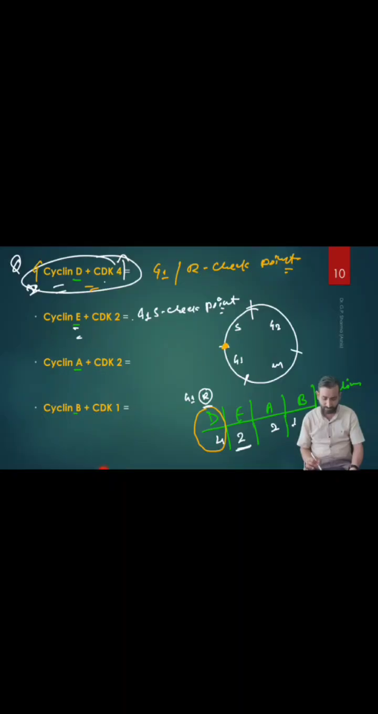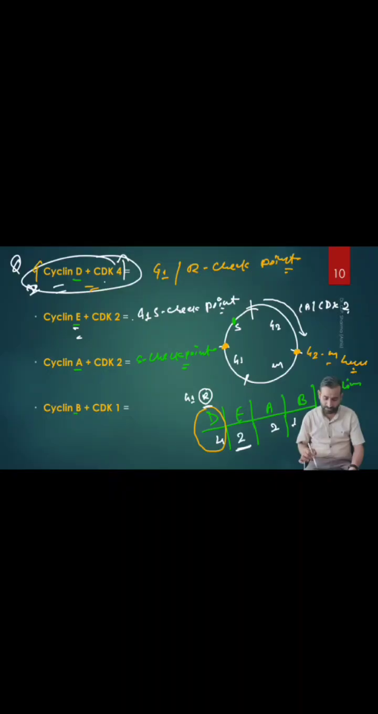The next set is cyclin A with CDK2. Cyclin A with CDK2 will appear here to cross the S checkpoint. This cyclin A and CDK2 will drive the whole process up to the G2M checkpoint. Finally, it reaches this checkpoint. Which one is this? The G2M checkpoint.